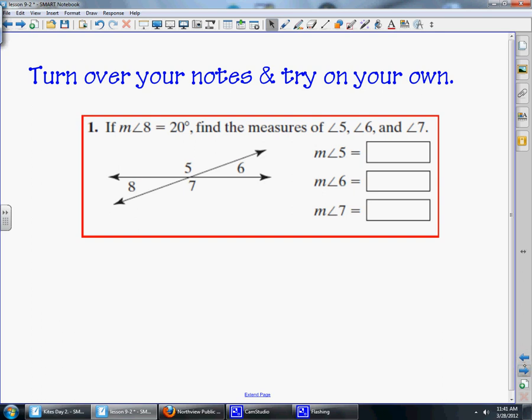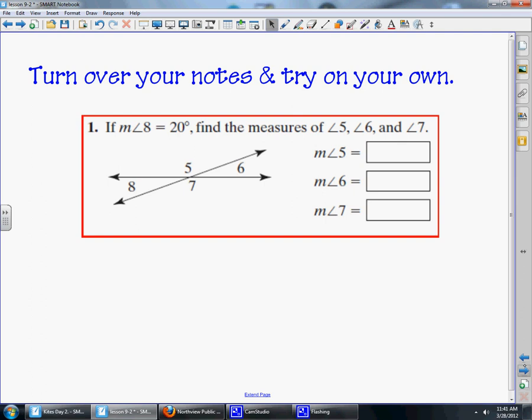So turn over your notes that you took yesterday in class, and I want you to take a few minutes, pause the video, and try the next two problems on your own. And when you're ready, you can turn the video back on and we will go over them together.